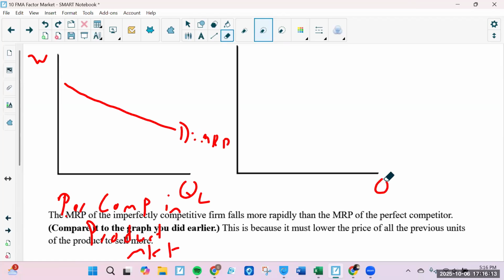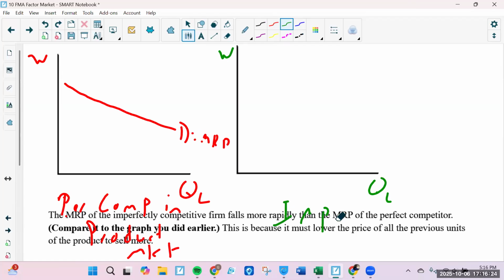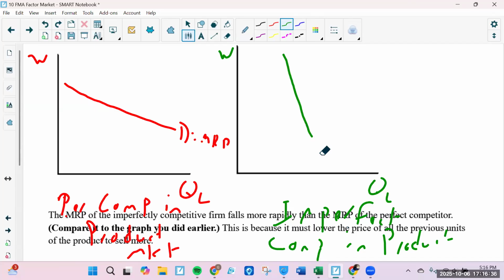Okay. If we come over here, and I'll do this in a different color, this is also quantity of labor, and this is wage, and this is an imperfect competitor in the product market. Okay. Its demand for labor is going to be more inelastic. And the imperfect competitor, again, this could be monopoly, monopolistic competition, or oligopoly. We know that a perfect competitor's demand for labor is more elastic. An imperfect competitor in the product market's demand curve is more inelastic.